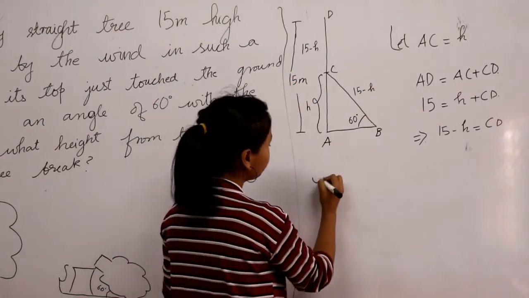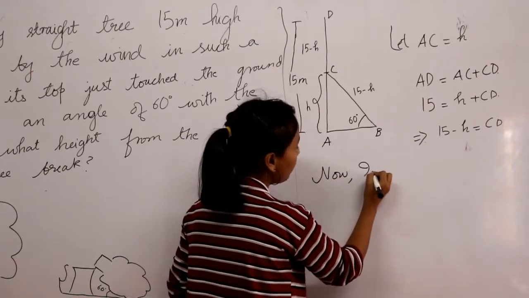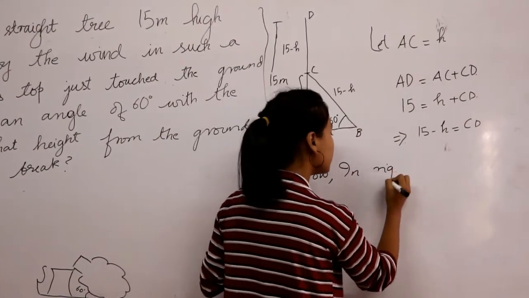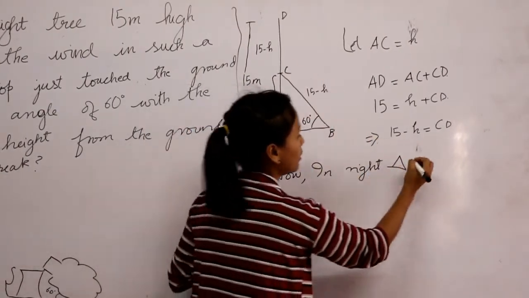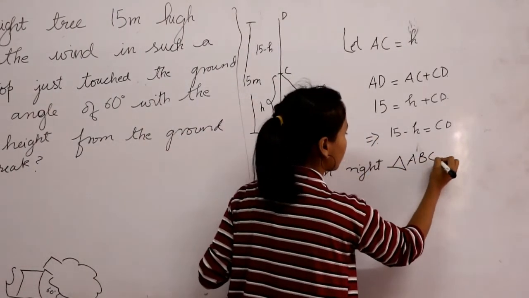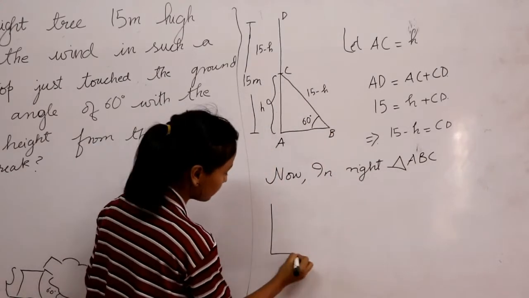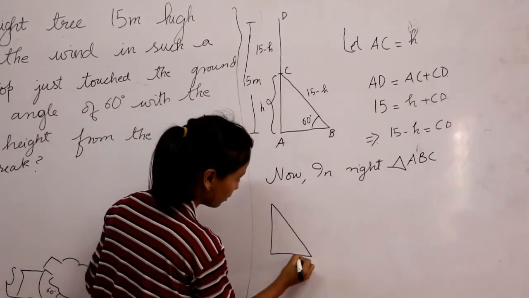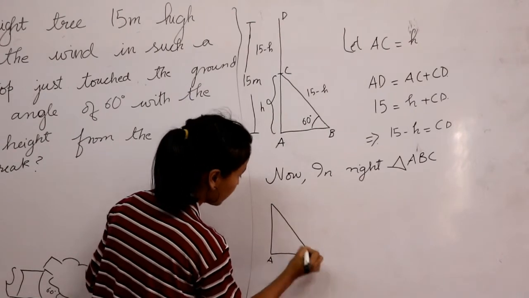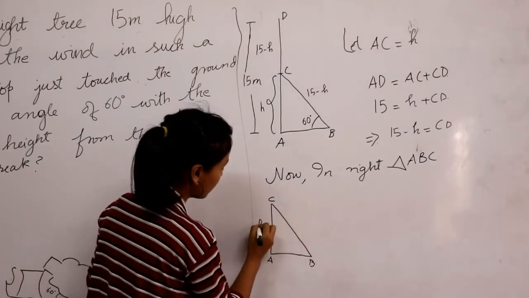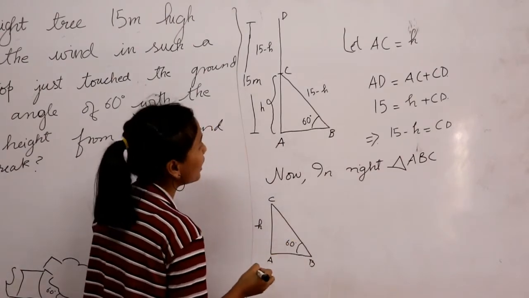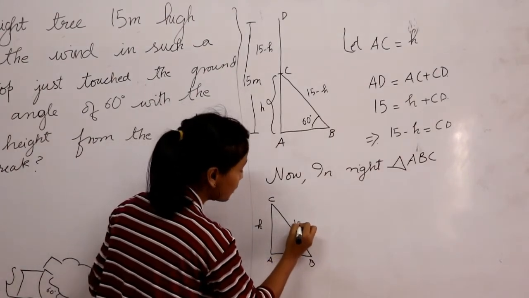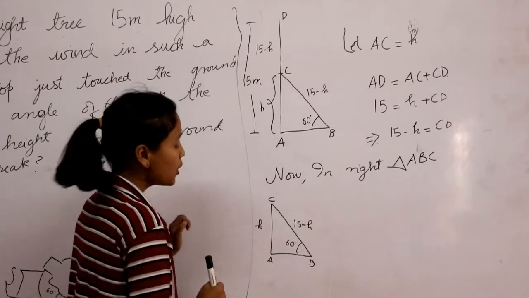Now, in right triangle ABC, let us draw. This is a right triangle ABC. Here AC is H. Theta here is 60 degrees. And BC here is 15 minus H. So we have to find this one.